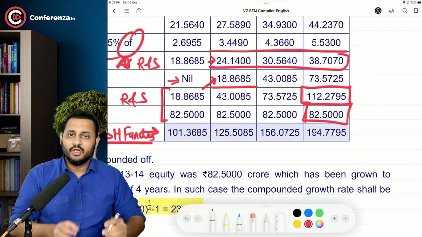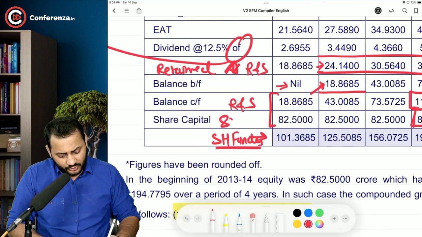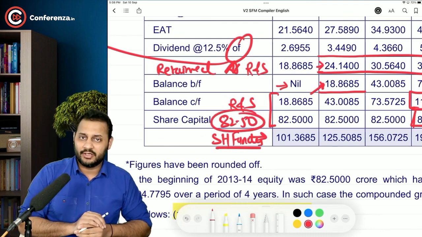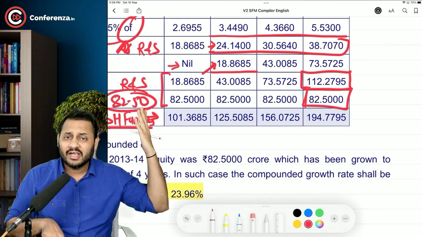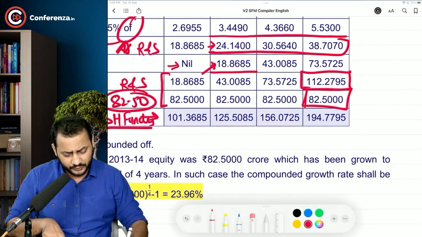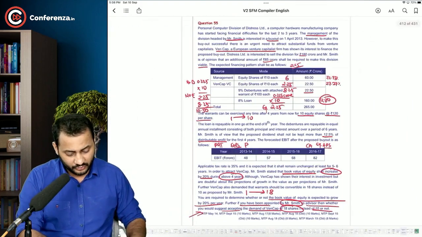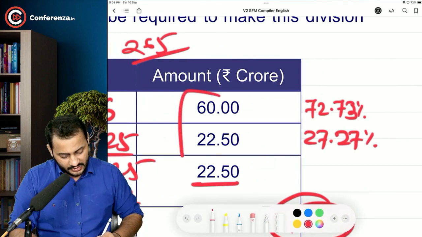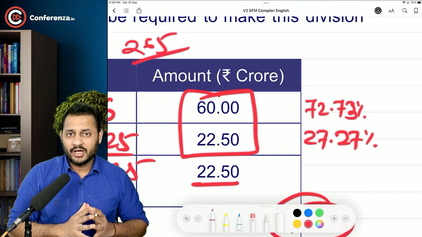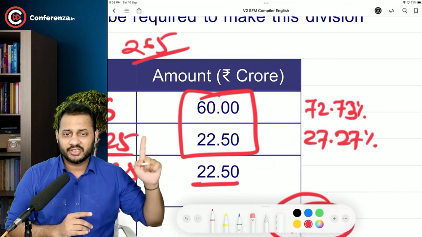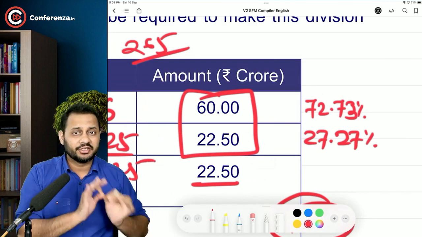And at the end, you will have this much of the reserves and surplus and this much of the paid up share capital. So when you started your business, you started it with 82.50 crore at 0th point. This 82.50 crore was the share capital. How did we arrive at 82.50 crore? I will just show you. The share capital in the beginning was 82.50 crore and it is the total of the share capital of these two, Smith and Vencap. These two contributed 60 crore in the equity share and 22.50 crore.